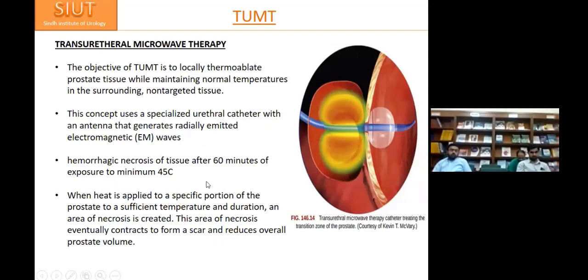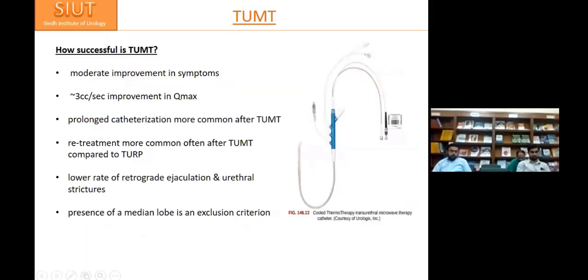Hemorrhagic necrosis of tissues occurs after 60 minutes of exposure to a minimum of 45 degrees Celsius. When heat is applied to a specific portion of the prostate to sufficient temperature and duration, an area of necrosis is created. This area of necrosis eventually contracts to form a scar and reduce overall prostate volume.